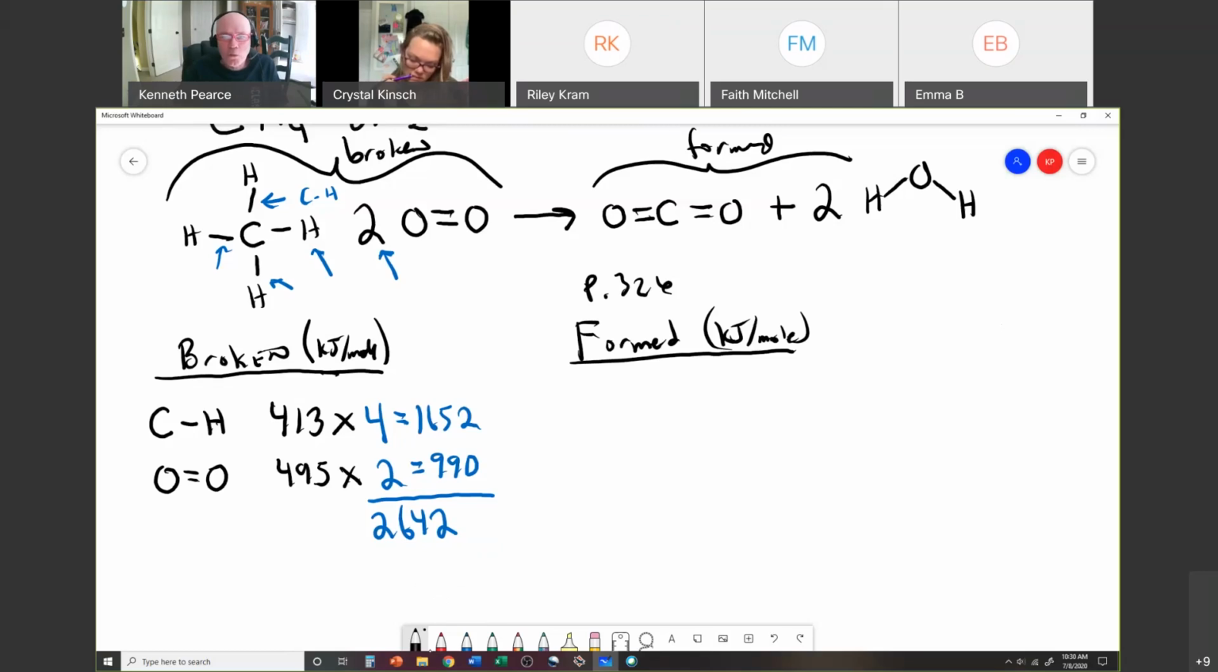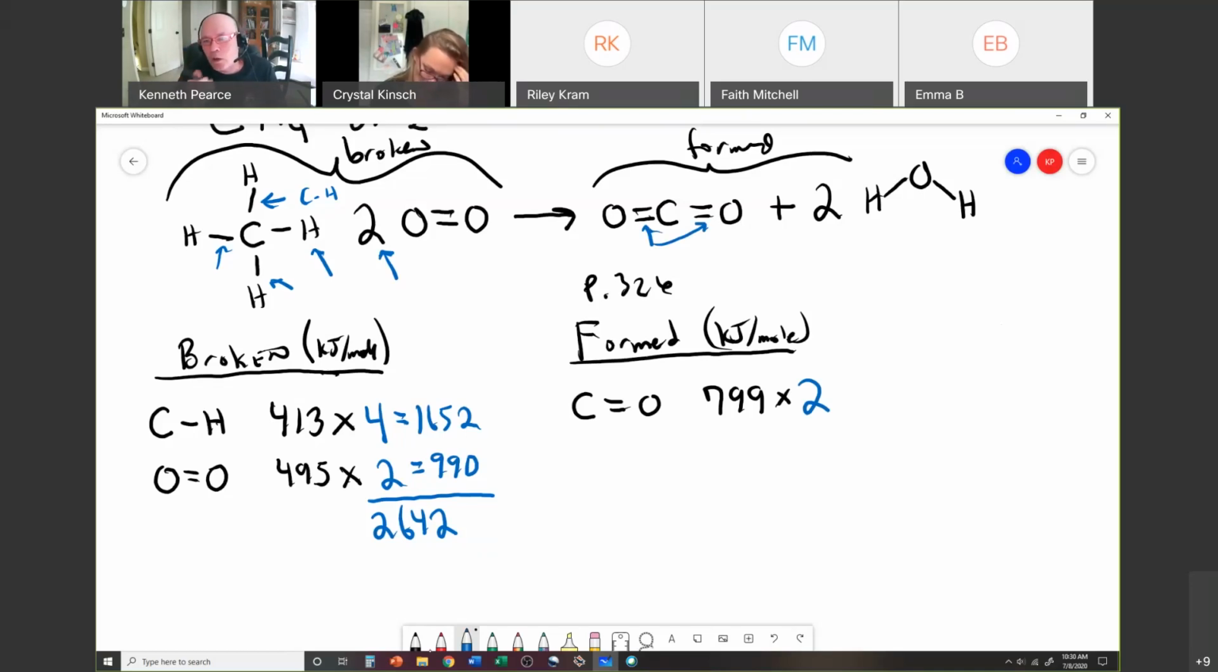I like to work left to right. I see C double-bonded to O. Now, I look on my chart and look for the carbon-oxygen double bond, and that's 799. But how many carbon double-bonded oxygens do I have? I have 2. There's one, and there's the other. I have 2, and there are no others.